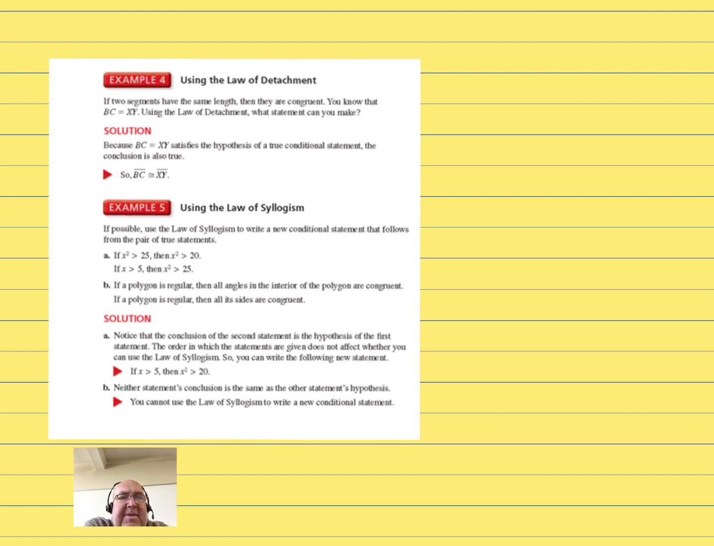If a polygon is regular, then the interior angles of the polygon are congruent. If a polygon is regular, then the sides are congruent. And so you basically have different conclusions based on what happens, even though you have the same conjecture.